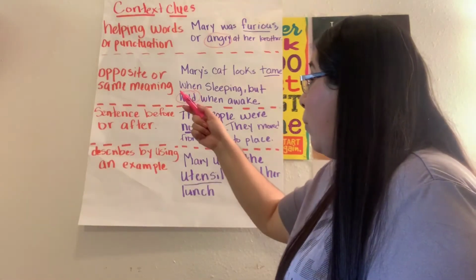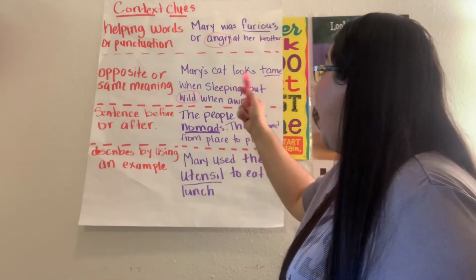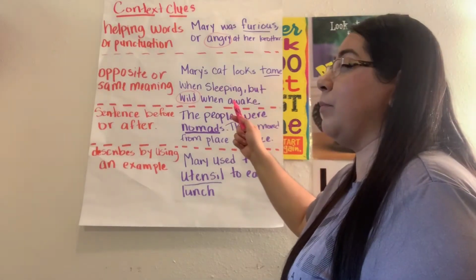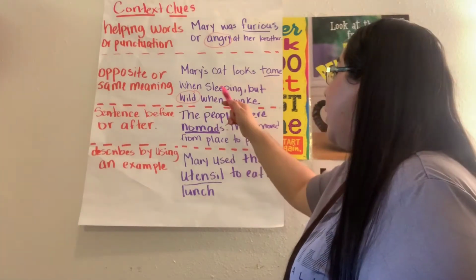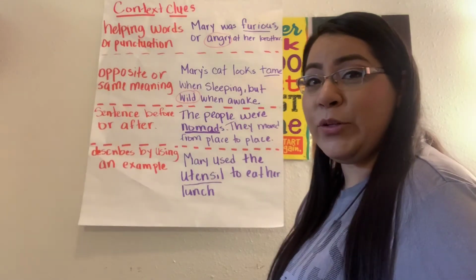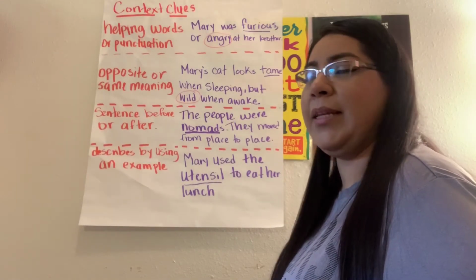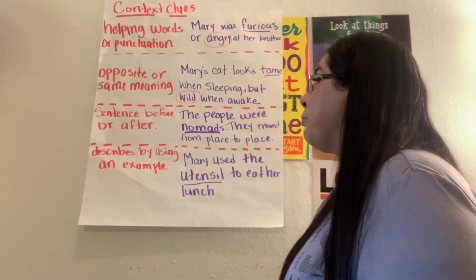Now, if they would have said the same thing, the cat looks tame when sleeping, or the cat looks maybe not just wild, but crazy. The cat looks crazy when sleeping, but wild when awake. That's when you start to know, okay, something doesn't sound right, then it's not the antonym, it's not the synonym. You have to look for those clues.